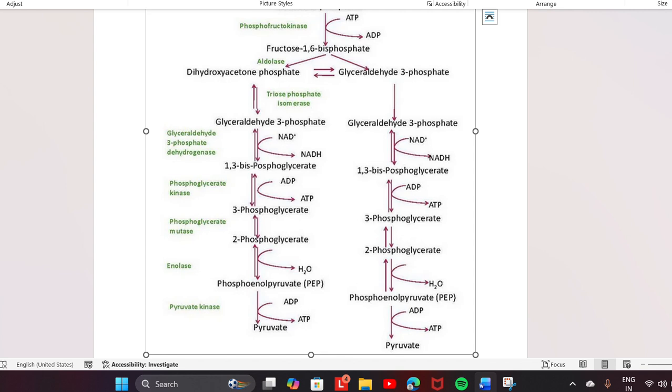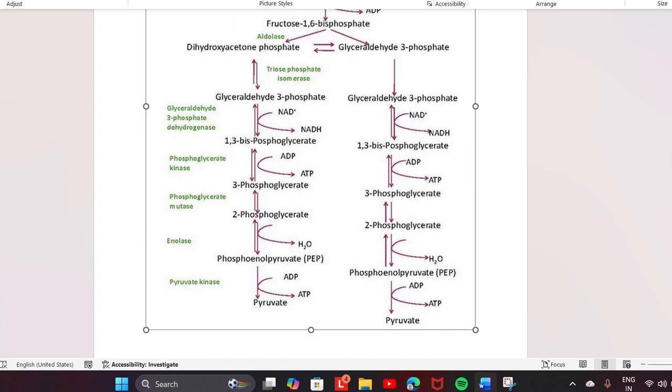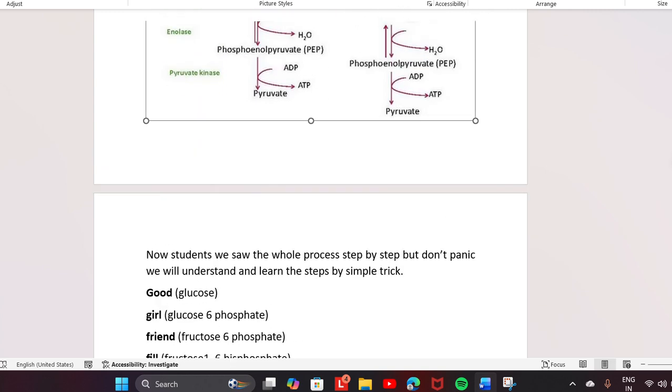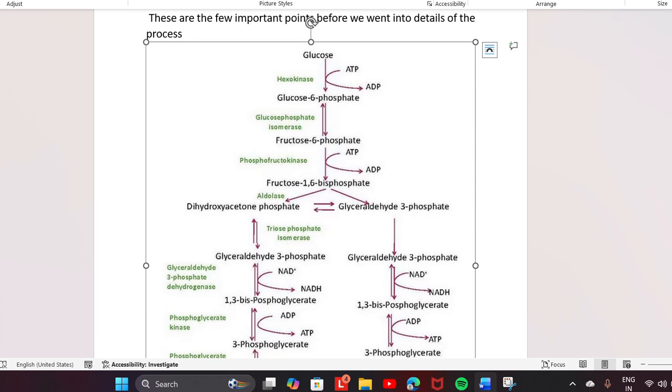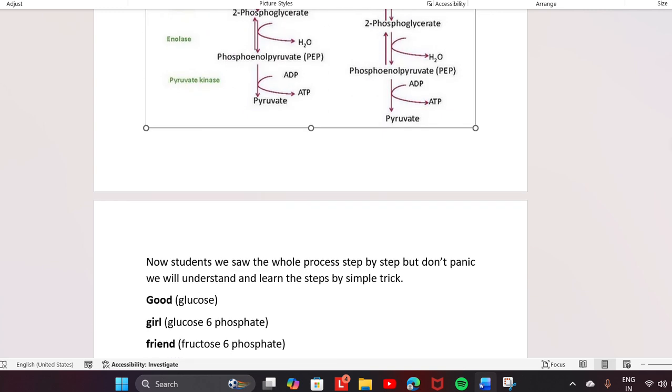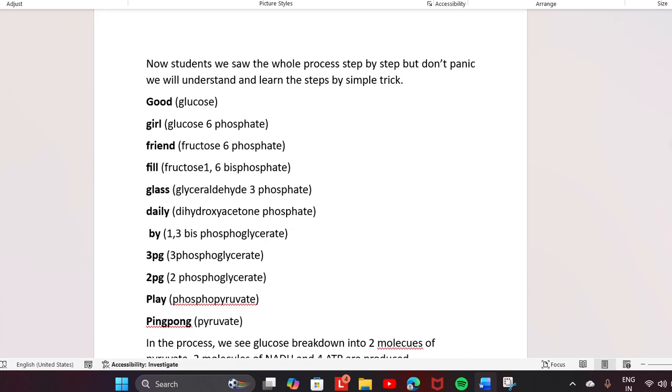So what we saw is two NADH molecules being produced, four ATP molecules being produced, and two water molecules being produced. So what's the tricky part to remember this? We'll give a simple trick for this: Good girlfriends will class daily by 3 PG, 2 PG, play ping pong. Is it easy now? Right.